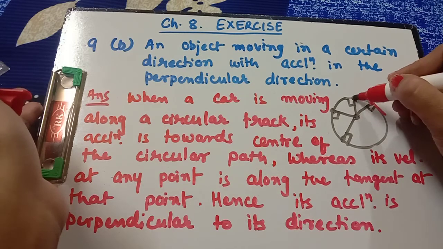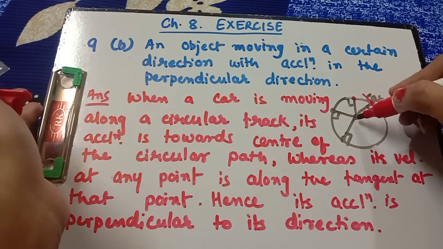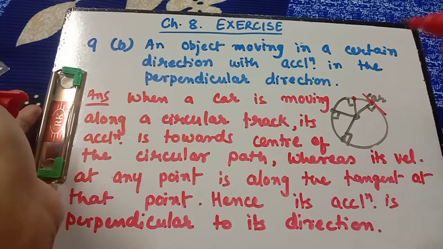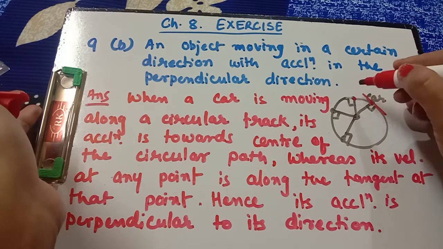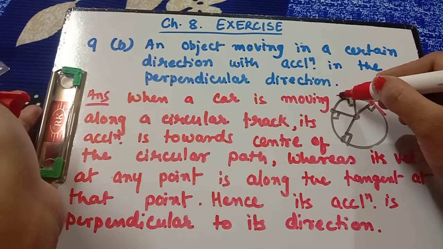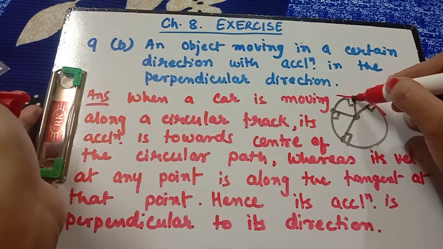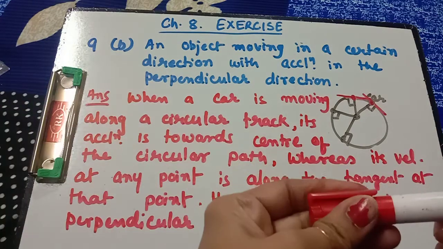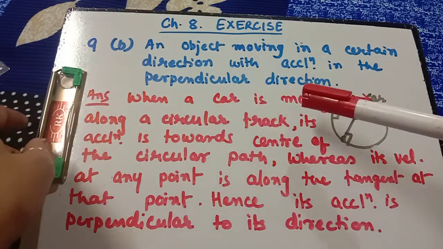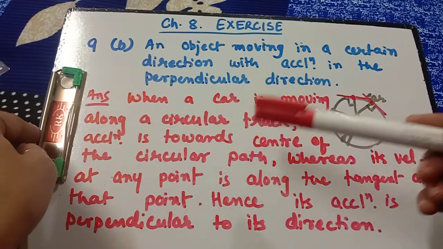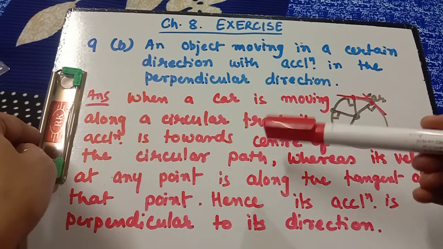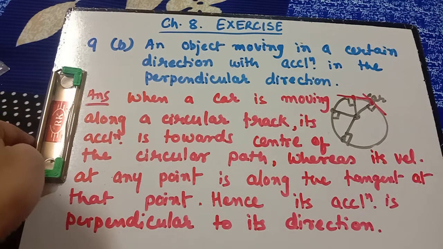If the car comes here and I want to find out, this part is the acceleration, it is always towards the center. If the car comes here, then we have to find out the velocity, which is given by the tangent drawn at that point. When a car is moving along a circular track, its acceleration is towards the center of the circular path.